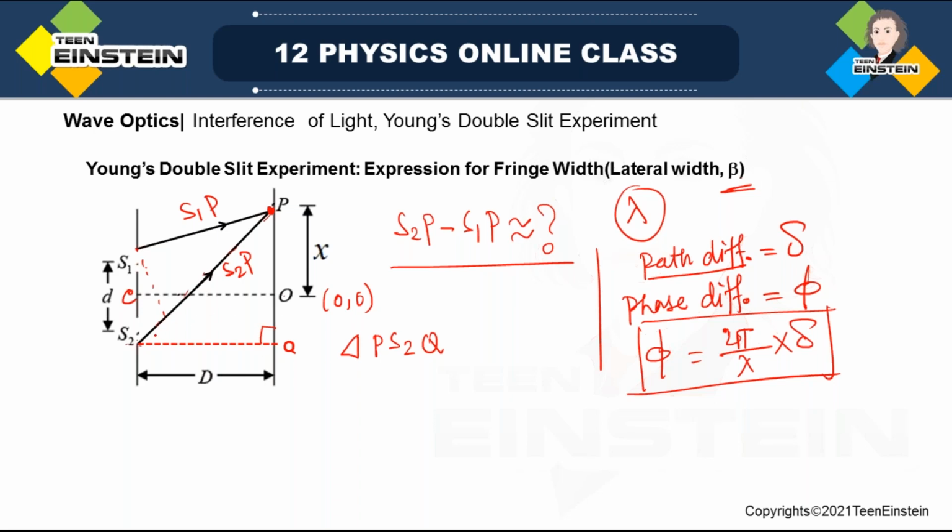In this case, if I want to find out S2P, I can use the Pythagoras theorem. S2P square is equal to, the base is actually this one. Yes, this is the base. Sorry, this is the perpendicular and this is the base. So what is the base?